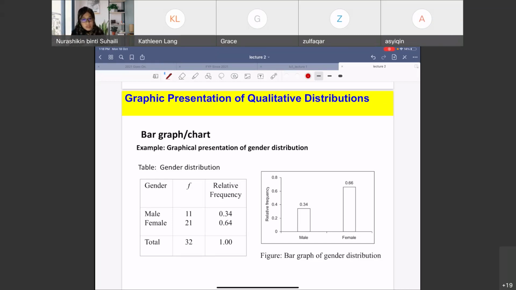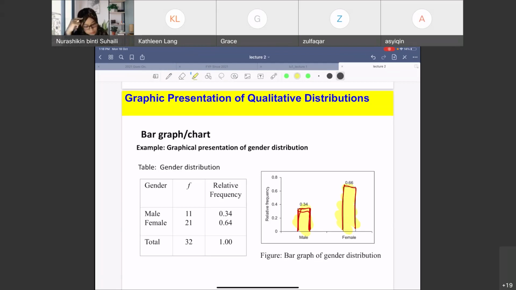For graphs, the easiest one that you normally see in any article, data or news is the bar graph. It is easy to understand what this graph is all about. We call this a bar graph because this is actually a bar. This is what we call a bar. That's why it's called a bar graph.